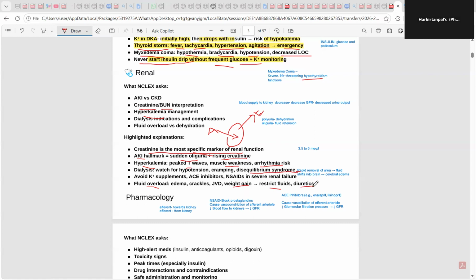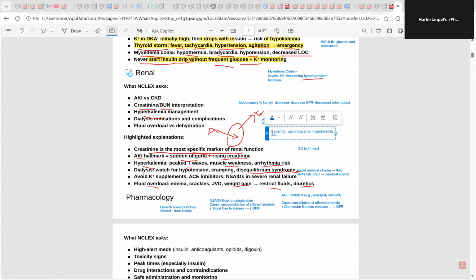We know the diuretic types. What are the potassium sparing diuretics? We should monitor for hyperkalemia. That means spironolactone, a potassium sparing diuretic like Aldactone or spironolactone. For spironolactone, we should monitor for which one? Hyperkalemia.